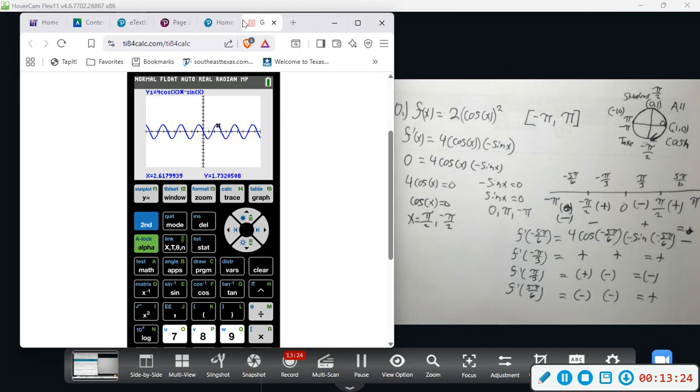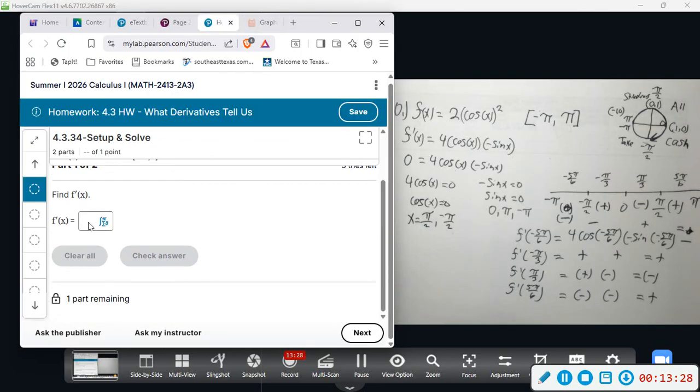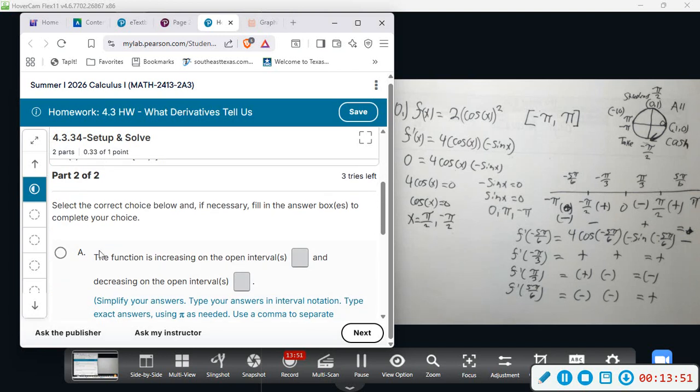All right, so we worked it, we verified it. They asked me to find the derivative first. So we got the derivative, 4 cosine x times negative sine x. All right, now part 2, we're going to do the increasing and decreasing intervals.